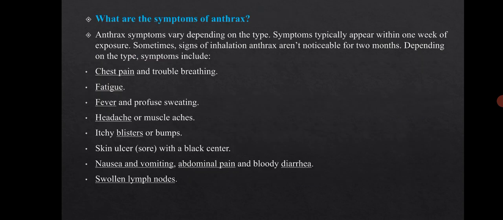What are the symptoms of anthrax? The common symptoms include chest pain and trouble breathing, then fatigue, which means body pain, fever and profuse sweating, headache and muscle aches, itchy blisters or bumps, skin ulcers with a black center, nausea and vomiting, abdominal pain and bloody diarrhea, and finally swollen lymph nodes.